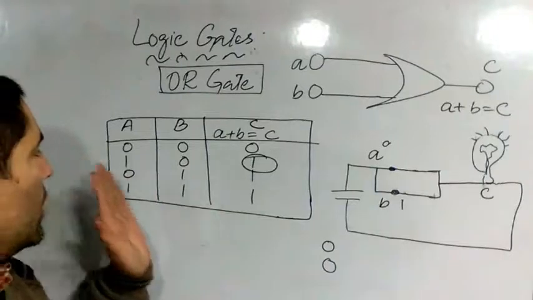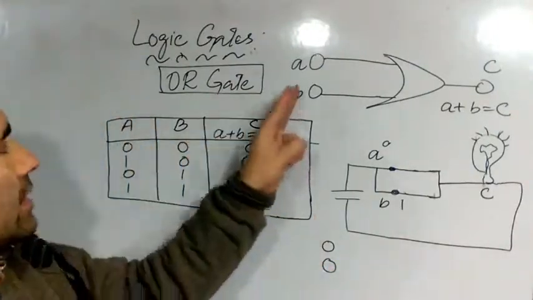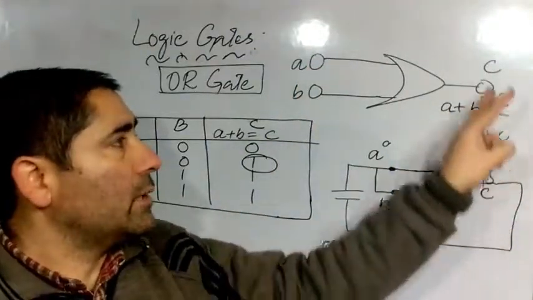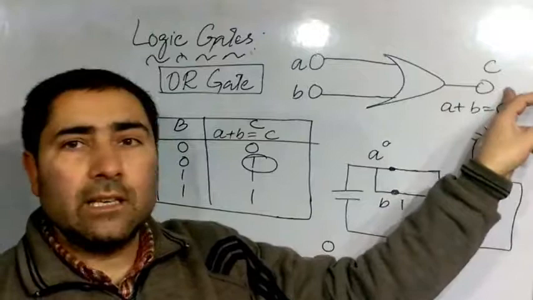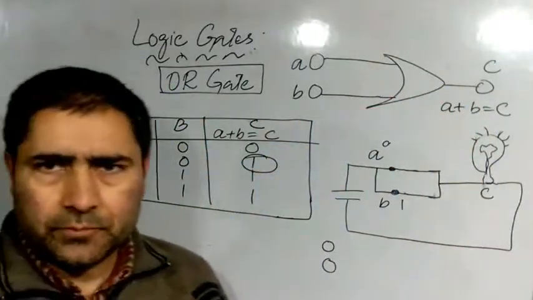If there is no input in both the cases, in both these signals, then the bulb will not glow. It means that we are not getting any signal. This is the case with this OR gate.